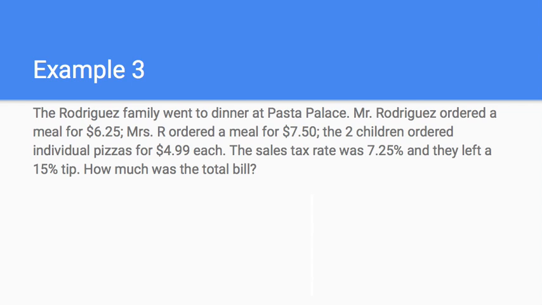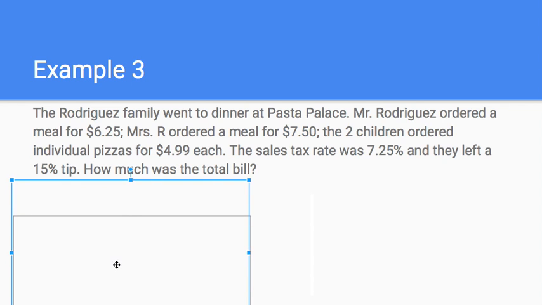Now, example 3 gets a little bit more in depth. The Rodriguez family went to dinner at Pasta Palace. Mr. Rodriguez ordered a meal for $6.25. Mrs. R ordered a meal for $7.50. The two children ordered individual pizzas for $4.99 each. The sales tax rate was 7.25%, and they left a 15% tip. So how much was the total bill?